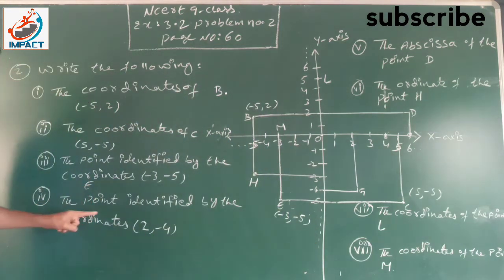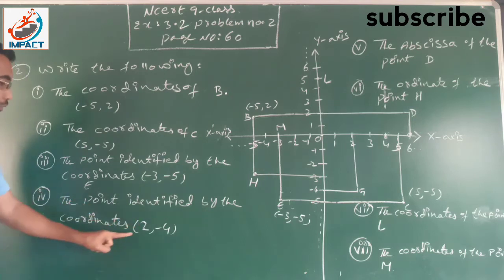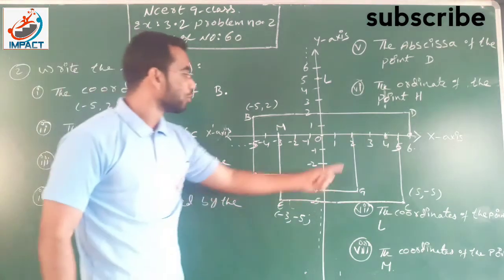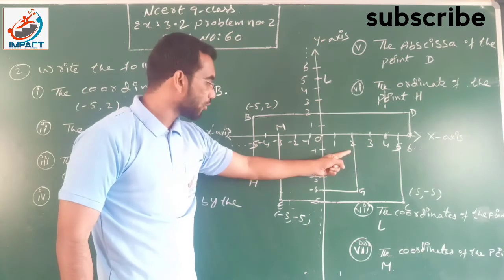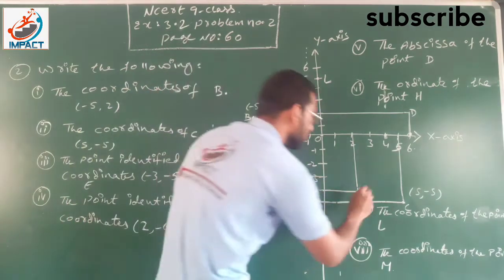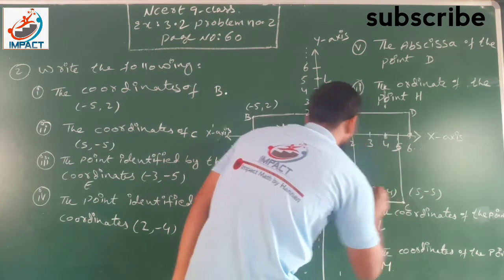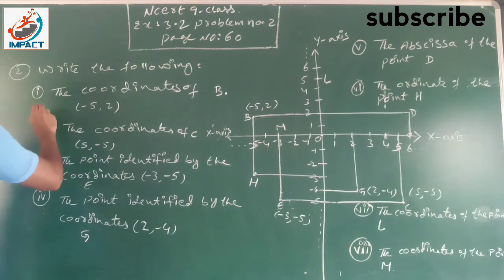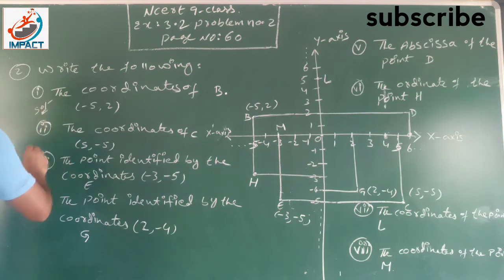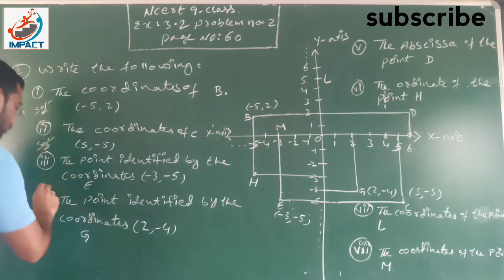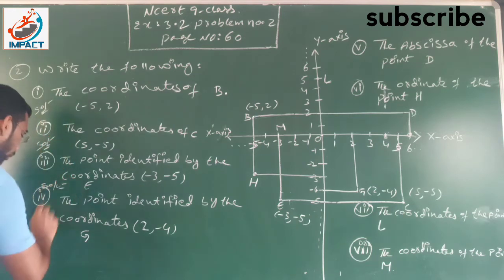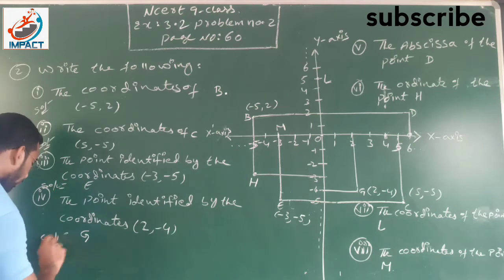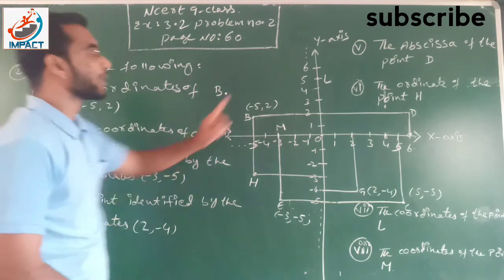Next, the point identified by the coordinates (2, -4). Where is 2? You should go down. That is G. The answer is G. Here I am writing the solution. Okay, don't get confused. That is the fourth up to here.